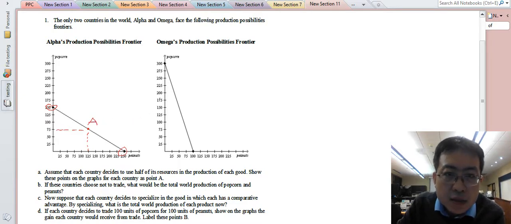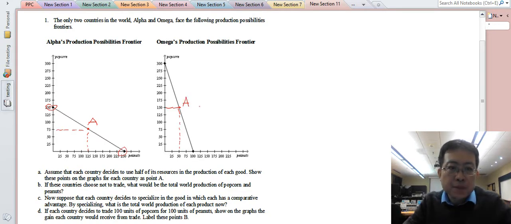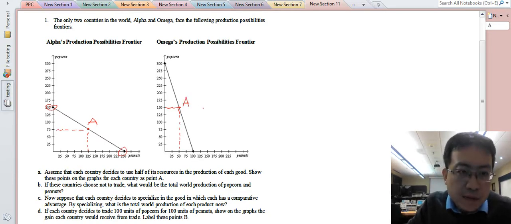And then for omega, same concept. For omega, at maximum it can produce 300 popcorn, and at maximum it can produce about 100 peanuts. So half and half, that's going to be 150 popcorn. And then half of all the peanuts is going to give you about 50 peanuts. So this will be point A for omega. Alright, so that's for part A.